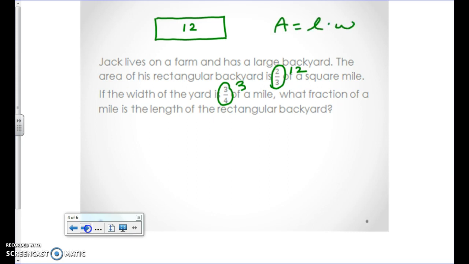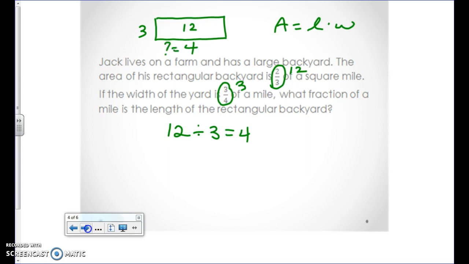All right, and in this case it says the width is 3. Well, if you know that the area is length times width and the width is 3, that would make the length have to be 4. Or you could think of it as 12 divided by 3 equals 4. Okay, 3 times 4 is 12, or 12 divided by 3 would be 4, the missing part.